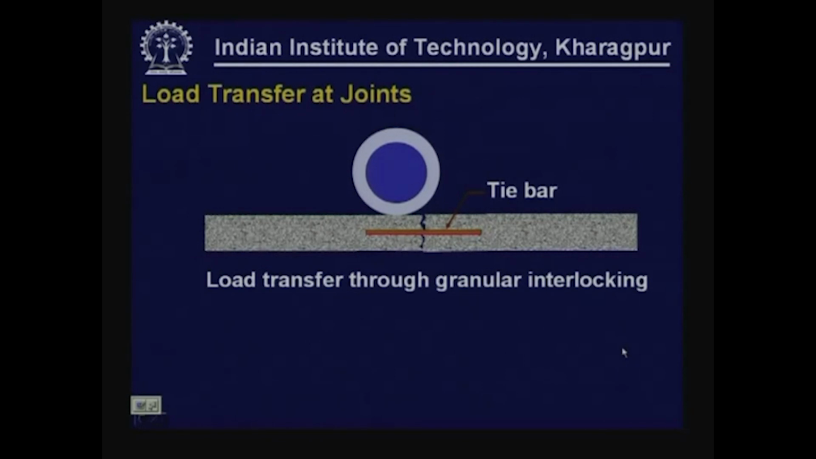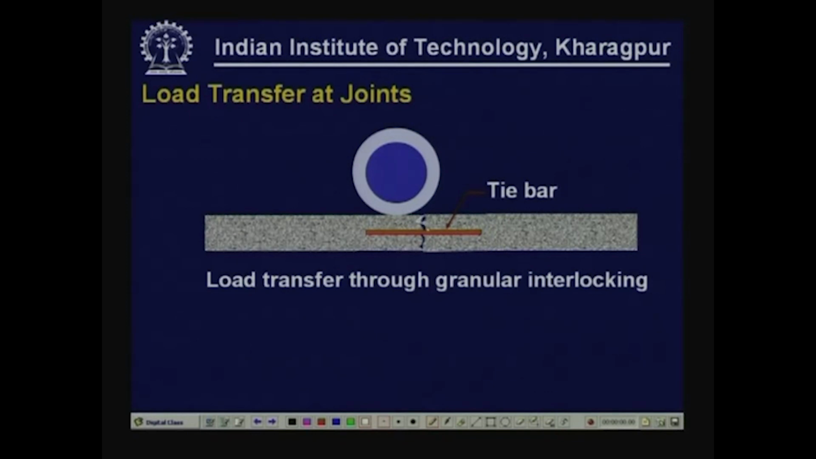We can also expect load transfer through granular interlocking, even if you provide only tie bars. This is a situation where a crack develops through the slab, and we have provided tie bars to ensure that the slabs do not get separated. This is one type of load transfer mechanism. Another mechanism is cracking with granular interlocking. You can also have dowel bars. So, both granular interlocking and dowel bars together provide this load transfer mechanism.